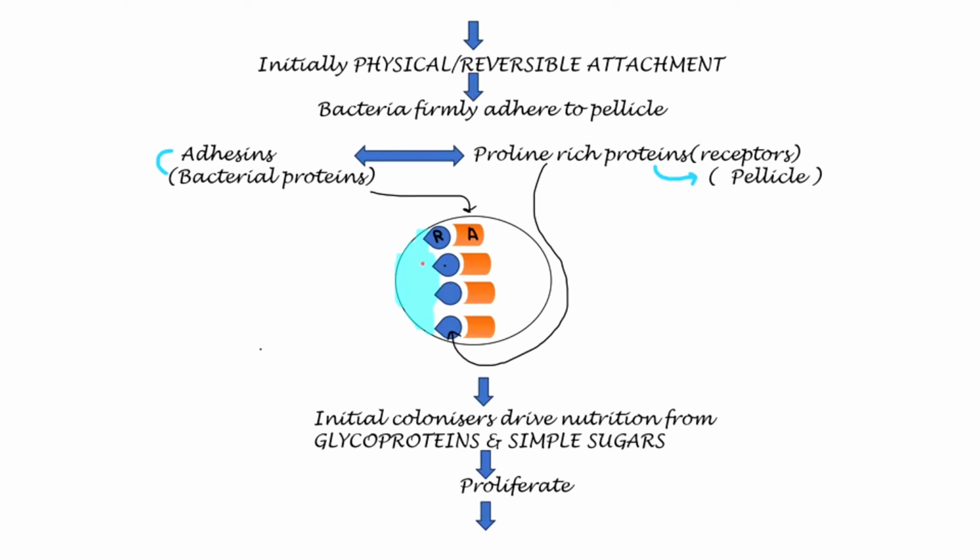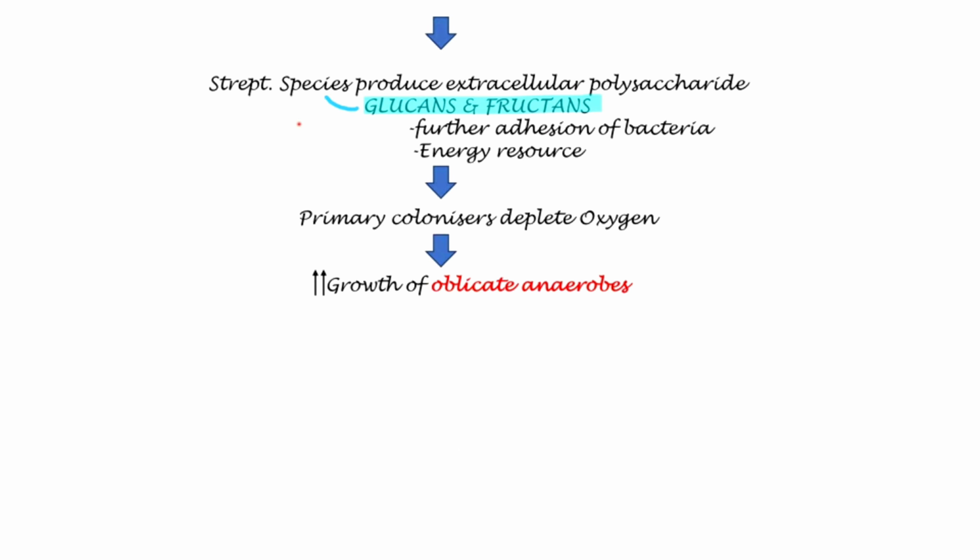Pellicle serves as a mode of attachment for certain bacteria. The initial colonizers derive nutrition from glycoproteins and simple sugars. They eat and multiply. They proliferate. The Streptococcus species produce extracellular polysaccharides. These extracellular polysaccharides are important for adhesion and attachment. They are also responsible for initial caries.